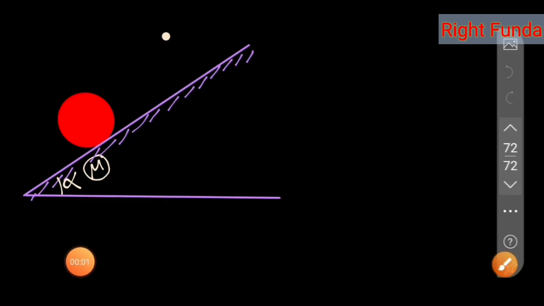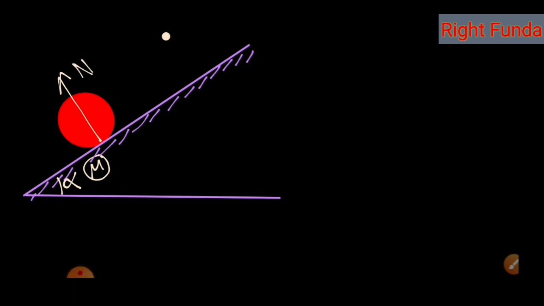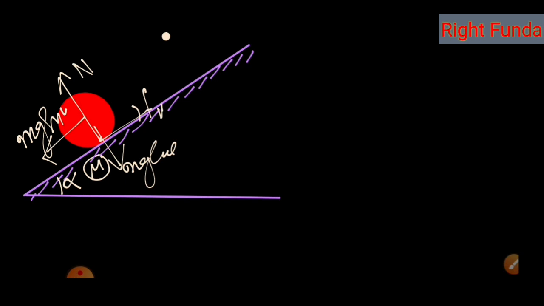If we draw the free body diagram, on this body there is a normal reaction, and there is mg. I can resolve this mg into two components: one equal to mg sin theta and another equal to mg cos theta. There will also be a kinetic friction force, and Fk is equal to mu mg cos theta, because N is equal to mg cos theta, that will be acting.